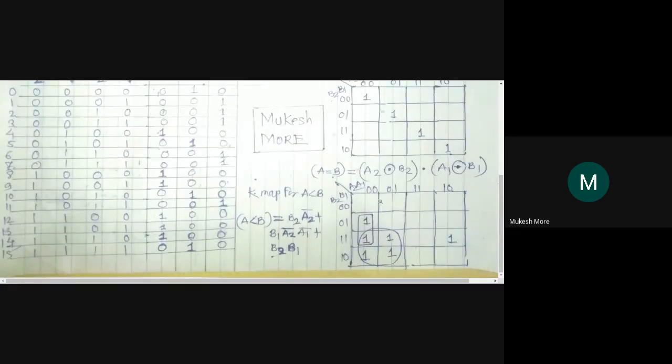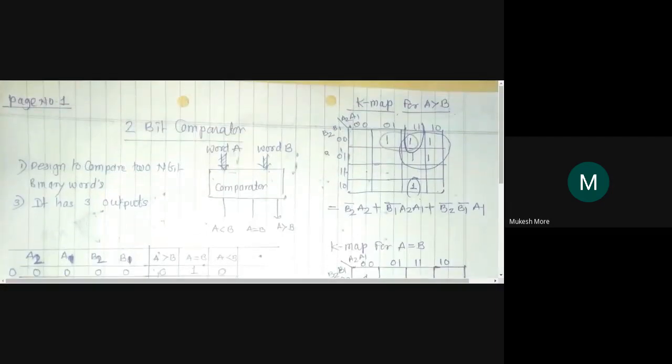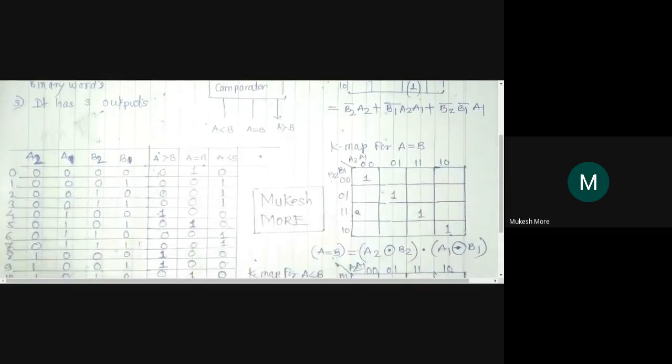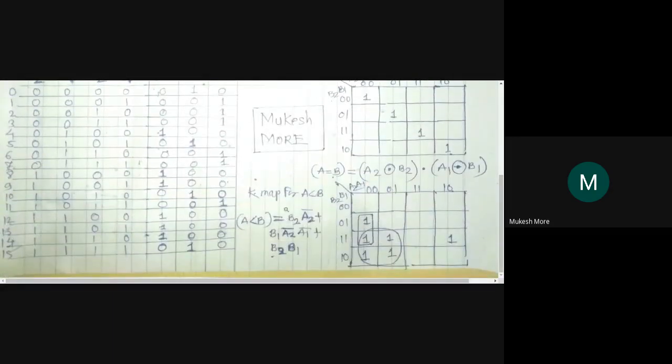Now these are the equations we obtained from our K-map, that is A greater than B, A equal to B, and A less than B. So these are the equations we have to use to design the comparator circuit. A comparator is basically used for comparing two numbers bit by bit.